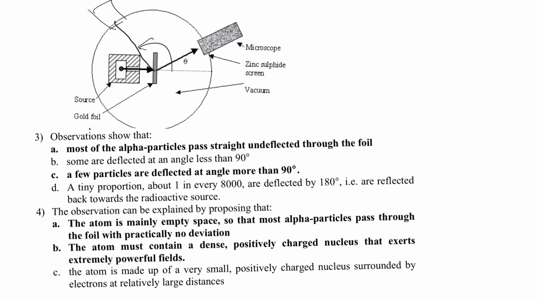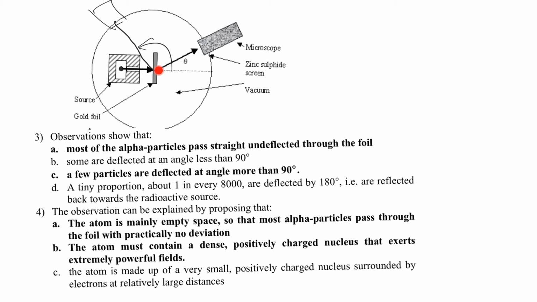Most of them can just pass straight through undeflected, through the gold foil. So what would your conclusion be? That the atoms must be mainly empty space. Correct or not? So then it just passes through. That's the first conclusion: the atom is mainly empty space, so that the alpha particles pass straight through the foil with practically no deviation. Most of them.